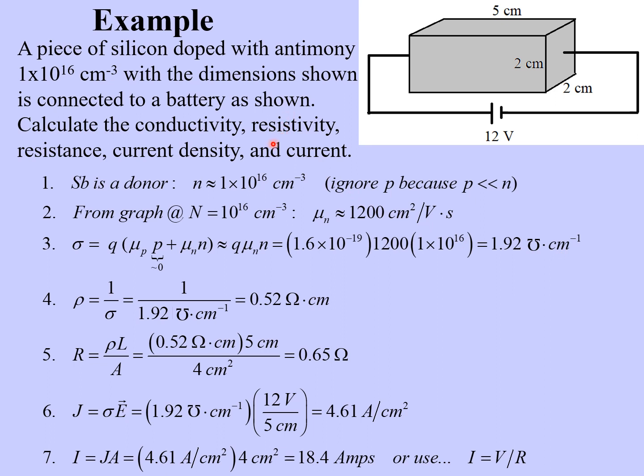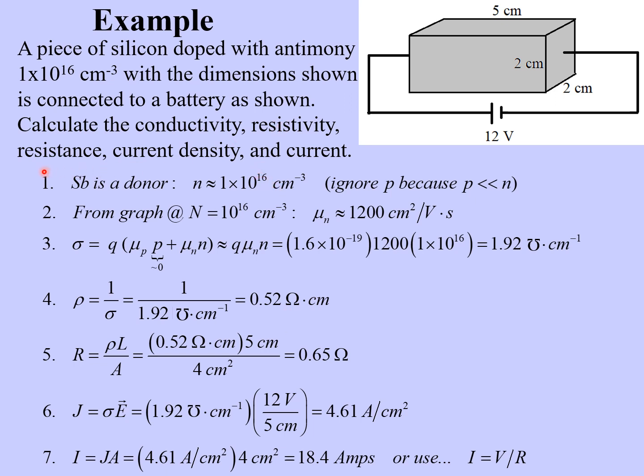Now, to calculate the resistivity, well, that's easy. Resistivity is just 1 over the conductivity. So we just have 1 divided by 1.92 mho per centimeter. And 1 over 1.92 is 0.52. This mho down here gets flipped because it's on the bottom, so it becomes ohms. And this centimeter to the -1 power goes to the top, so that becomes centimeter. And as always, resistivity has units of ohms centimeters. Okay, so there's our answer to the second part.